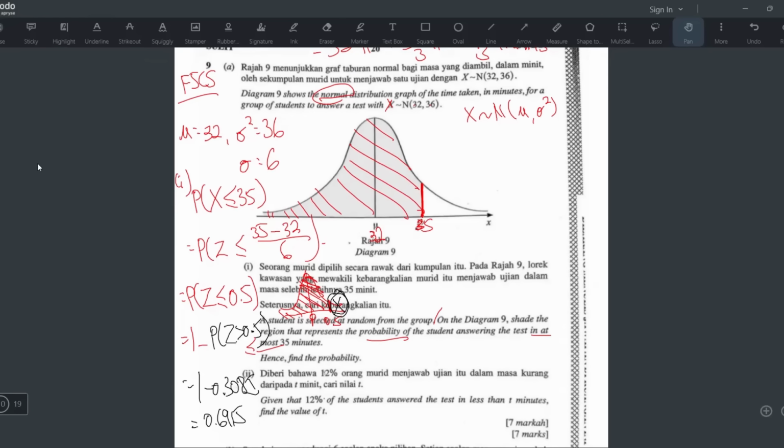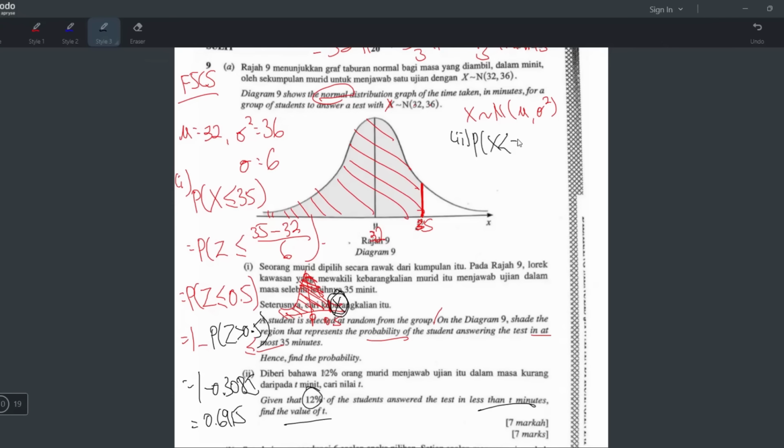Okay, let's do number 2. Given that 12% of the students answered the test in less than t minutes, find the value of t. Alright, we can obviously see that they want to find answering time less than t. So for your question 2, you must write P(X less than t). Then what about the 12%? That is the answer. 12% is the probability answer. If you want to convert this to a probability, it's 12 divided by 100, which is 0.12.